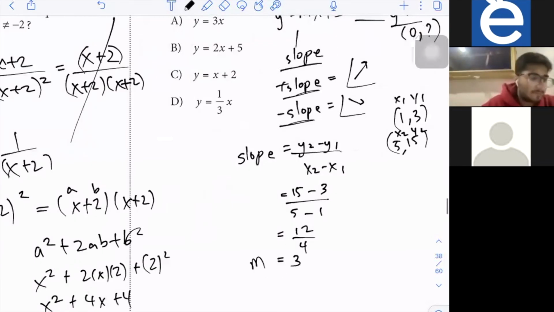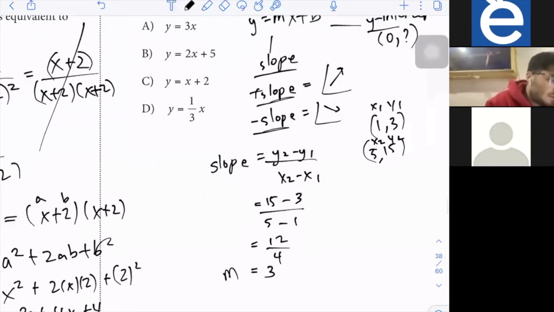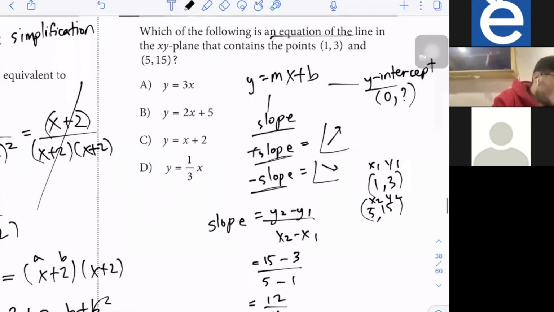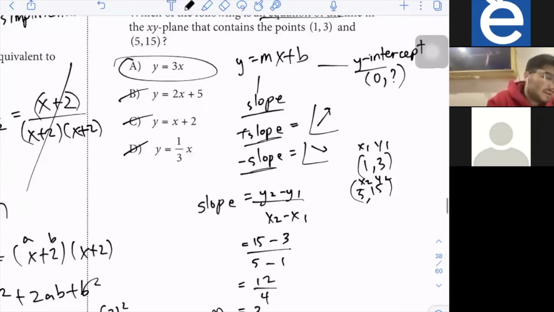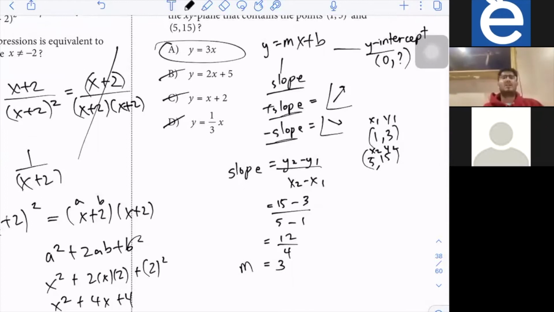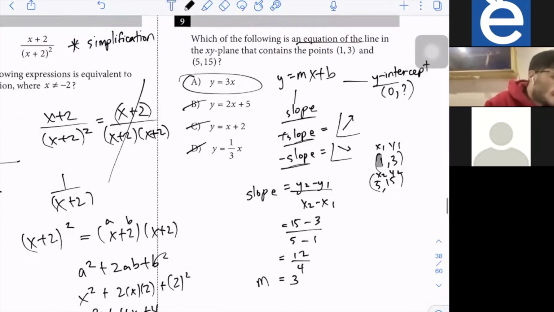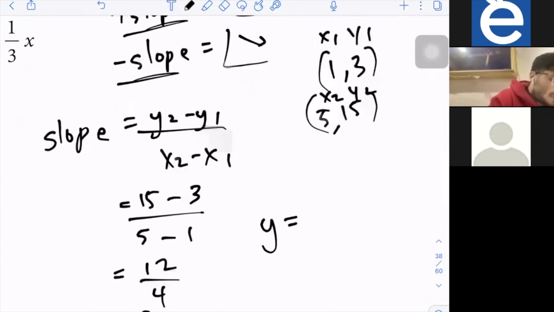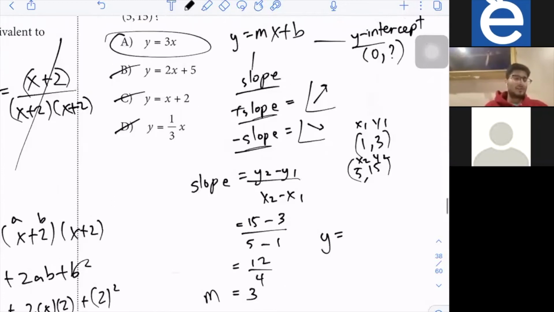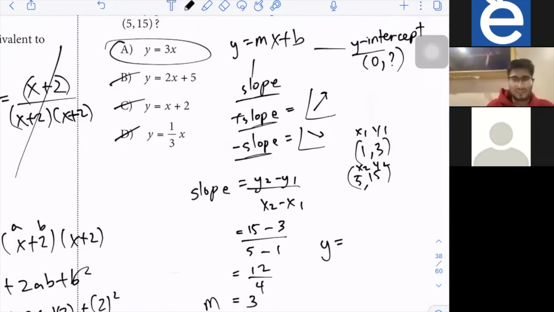M is 3. Okay, so we know our m is 3, which basically, if we look at the answer choices, everything cancels out but A. So that's our answer. Because if the slope doesn't match, then you can cancel those points out. But let's look for the y-intercept. Let's double check our answer A just to make sure we are right, and I can also explain it to you better.